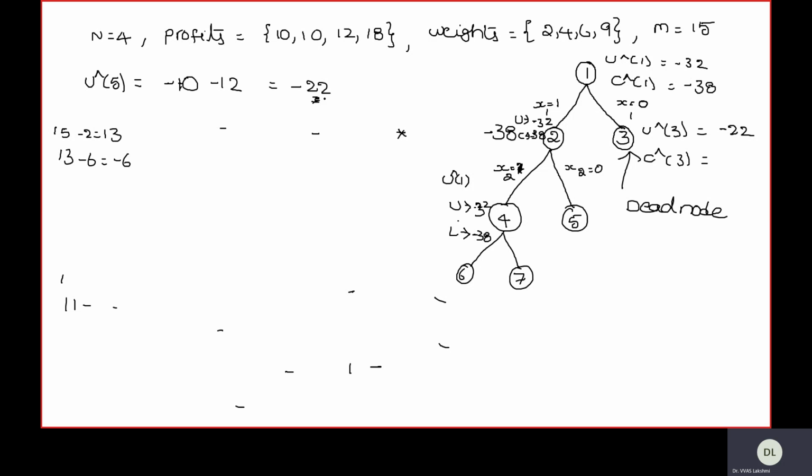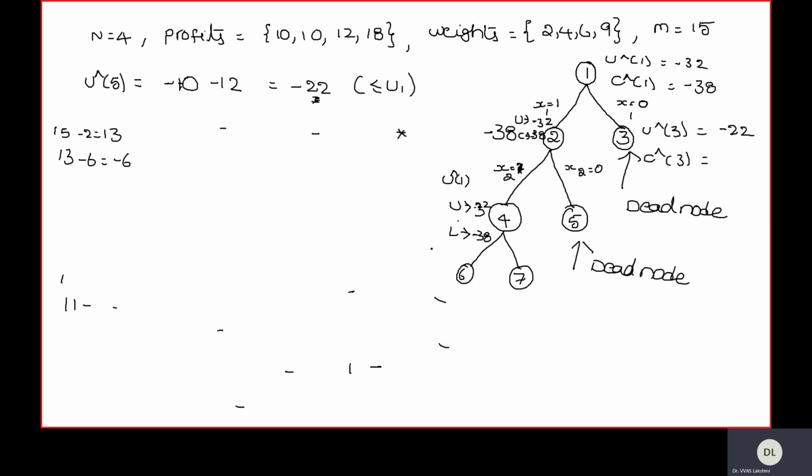Minus 22 is there. So whenever we get this, we check whether this is less than or equal to the upper bound of 1 or not. Because the upper bound of 5 is greater than the upper bound of 1, we will decide it as a dead node. That means this node should not be expanded.